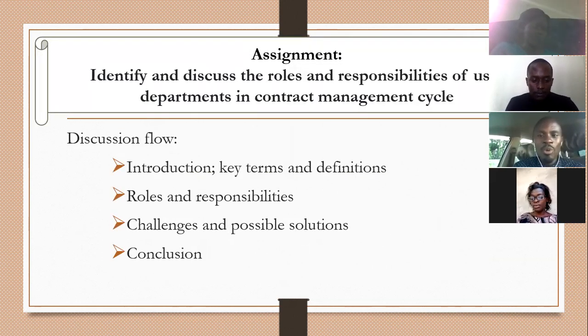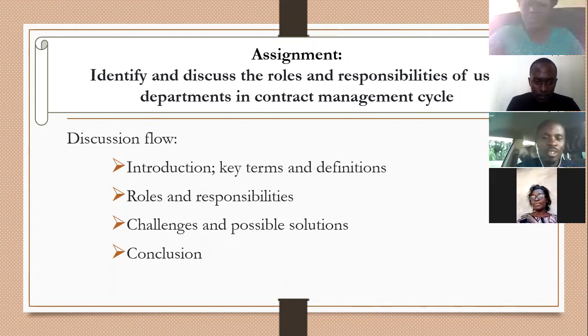And so we will look at the task before us. Our question was to identify and discuss the roles and responsibilities of user departments in the contract management cycle. We will start by giving you an introduction, key terms and definitions. We will look at the roles and responsibilities. We will discuss briefly challenges and possible solutions within the same responsibilities. And finally, we'll give you a conclusion.